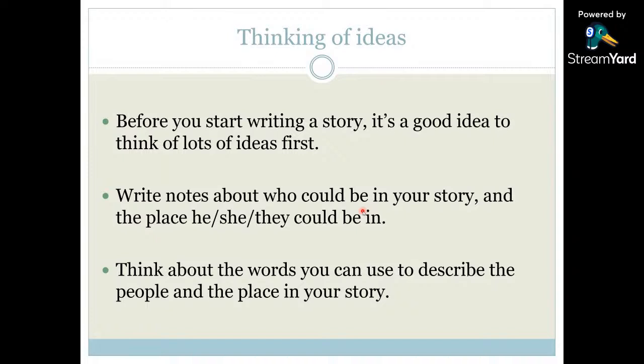Write about who could be in your story and the place he, she or they could be in. Jadi tulis nota sikit siapa watak dalam cerita awak tu. Okay, dekat mana ia berlaku.